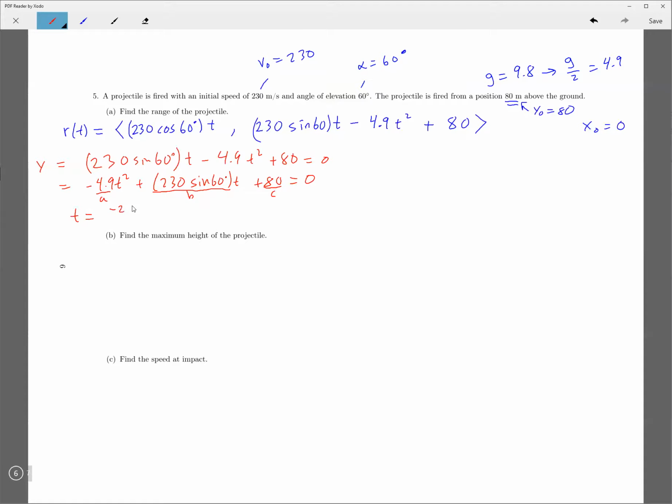So it's negative B plus or minus the square root of B squared minus 4AC, but there is a minus right here already, so that's going to be plus 4 times A times C. That's all over 2A, so double this, which is going to be negative 9.8.